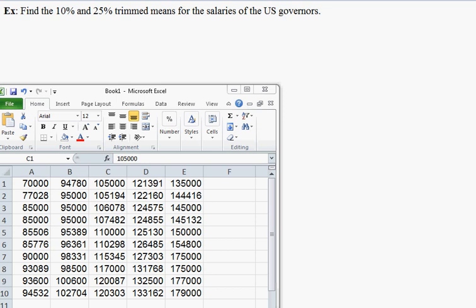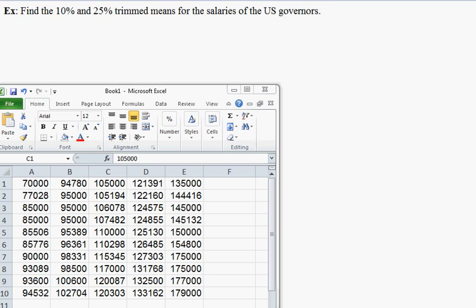Okay, so for this problem, we're going to take a look at the 10% and 25% trimmed means for the salaries of the U.S. governors as of 2007. To figure out the trimmed means, first off we have to eliminate the top and bottom portions of the data.